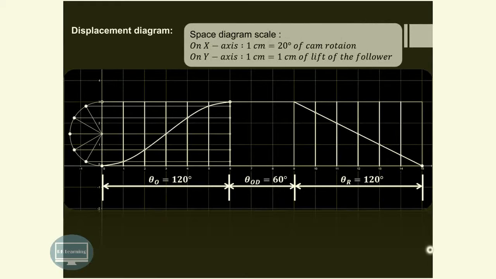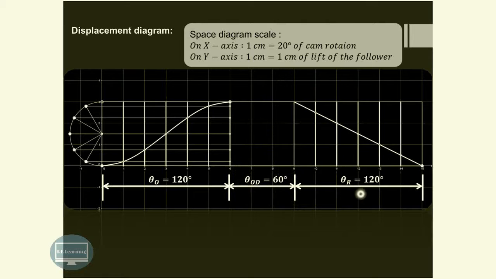Now here we have taken the space diagram scale. On the x-axis, 1 cm is 20 degrees of the cam rotation. So you can see over here the outstroke, as we have seen, is 120 degrees. So 120 divided by 20 is 6 cm. So this particular length will be 6 cm, and we have divided that into 6 equal parts. Then the next is outstroke dwell, that is 60 degrees. So 60 divided by 20 is 3 cm. So this length will be 3 cm, as you can see over here.